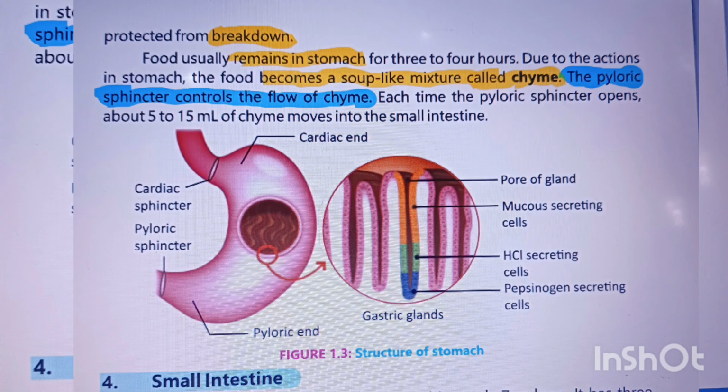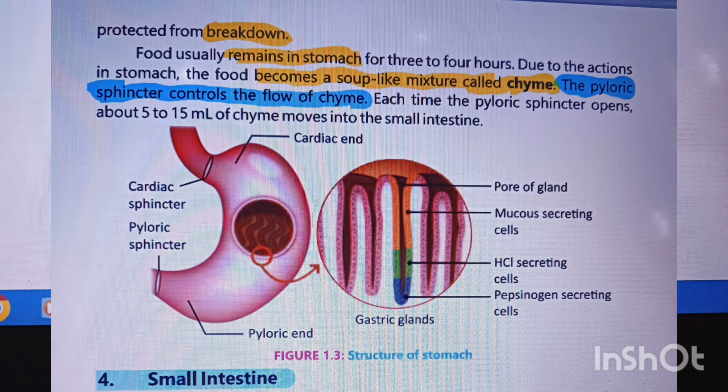Food usually stays in the stomach for about 3 to 4 hours. Because of these actions within the stomach, all the chemical digestion, and the contractions of the stomach walls, the food takes on the form of a soup-like mixture that we call chyme. The pyloric sphincter, whose function we mentioned earlier, is a sphincter located between the stomach and the intestine that prevents this chyme from flowing back into the stomach. It stops the chyme from re-entering the stomach. Therefore, the pyloric sphincter opens periodically, and 5 to 15 milliliters of chyme moves from the stomach into the small intestine.